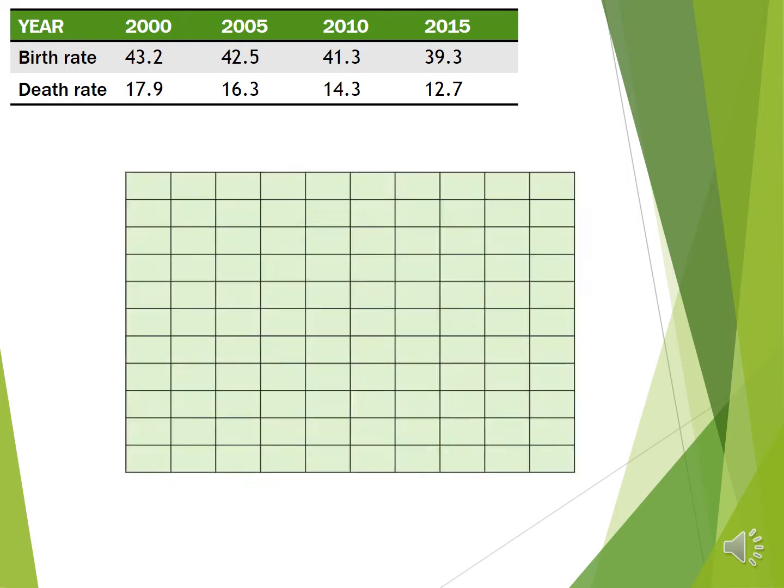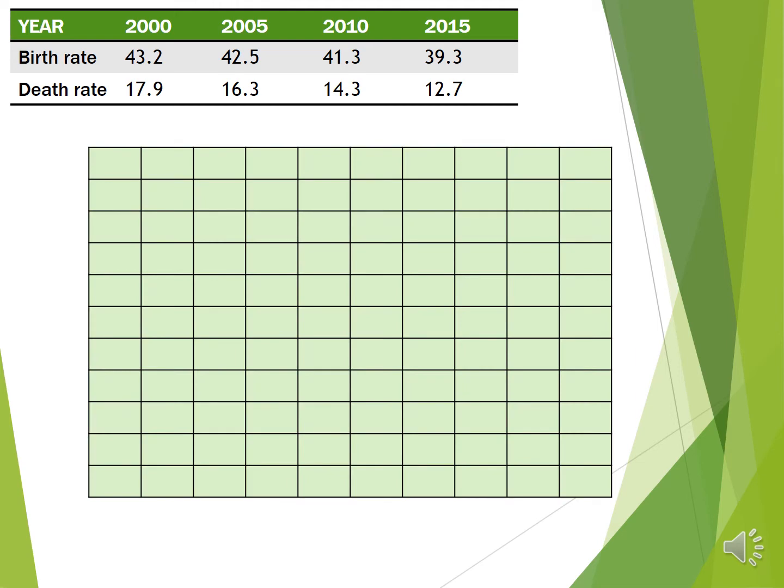So we need to start off with our graph paper and draw our two axes, X at the bottom and Y along the side. Now, even though we've got three variables here, we've got the year, the birth rate and the death rate, birth rate and death rate actually use the same scale, which is per 1,000 people. So they can actually be included on the same axes. So along the x-axis, I'm going to put the years, so 2000 up to 2015.